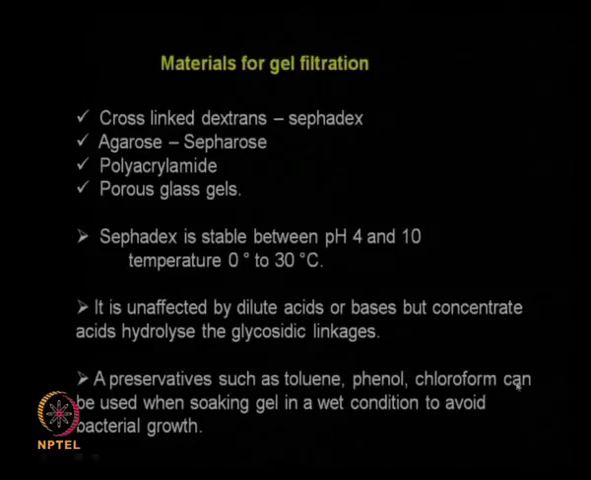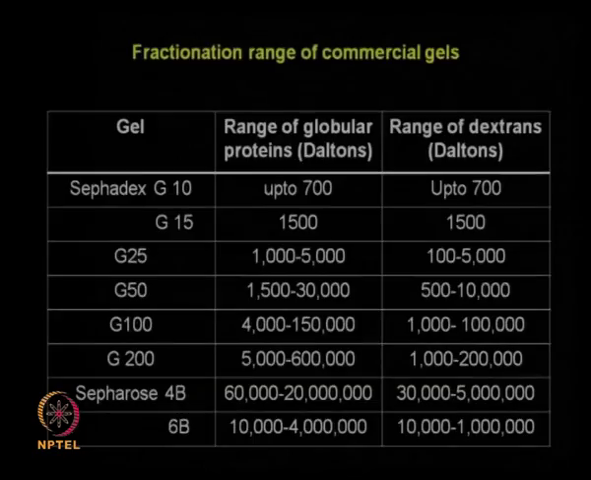Sometimes toluene or phenol or chloroform is also used while soaking, because you want to avoid bacterial growth in wet conditions. So a little bit of this preservative will help in reducing the bacterial growth. So different types of materials, and each one of them have certain range for separations based on their molecular weight.